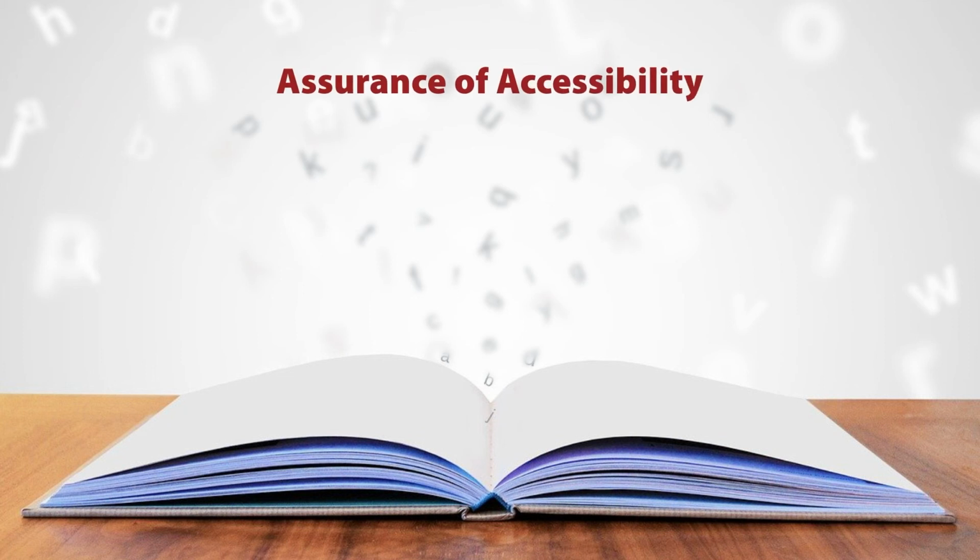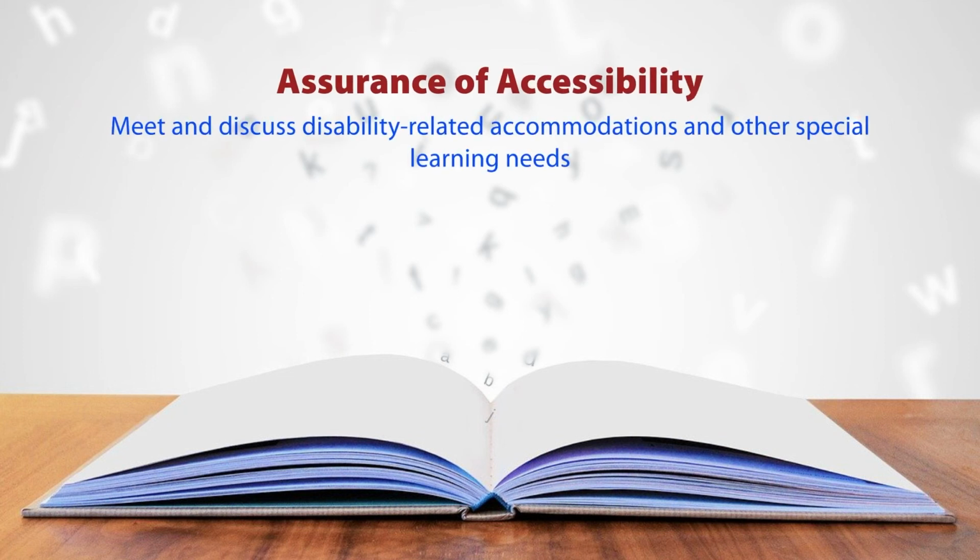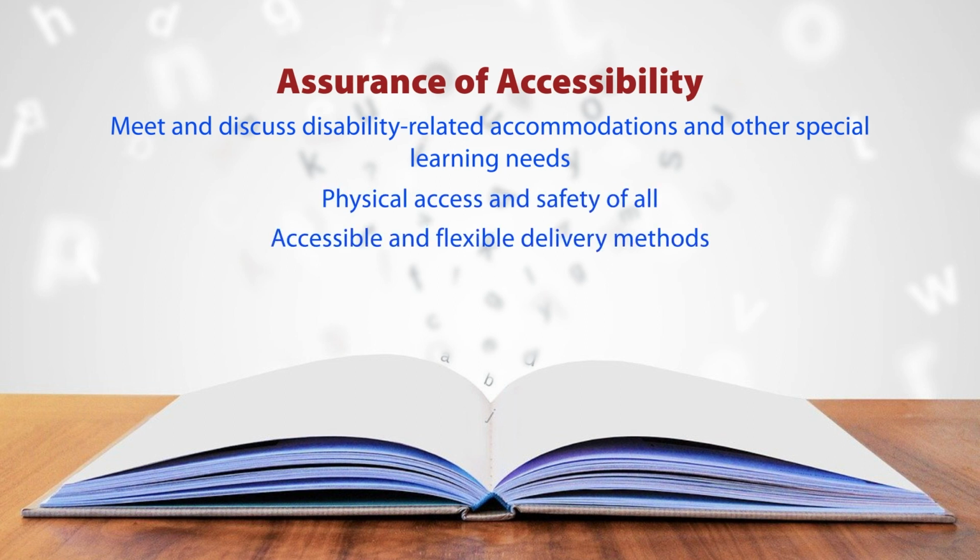Then assurance of accessibility, when we talk about, we generally say that this should meet and discuss the disability related issues in the beginning, so that the institutions can think about and adopt different assistive technologies and accommodations they need to do any courses or programs. Similarly, the physical access and safety of all students should be ensured. Then even accessible and flexible delivery methods by using these technologies or devices can be ensured.